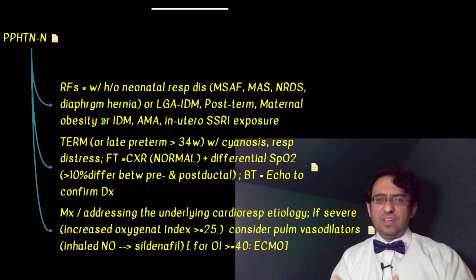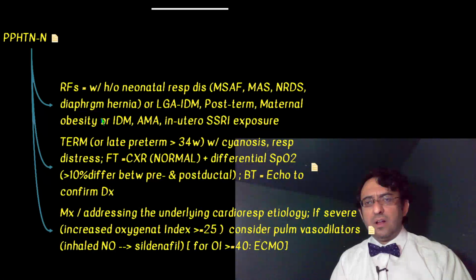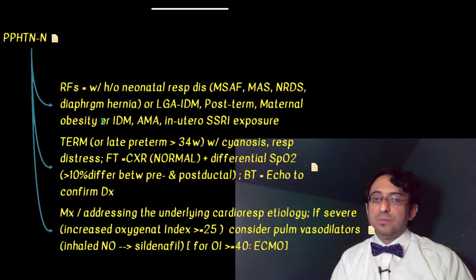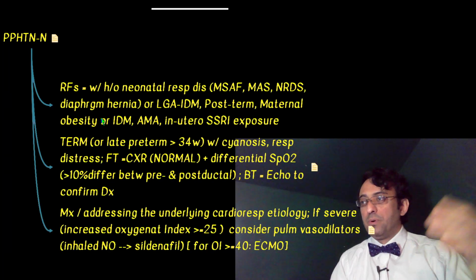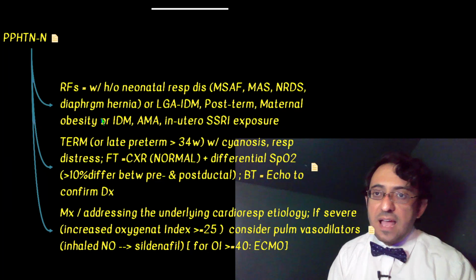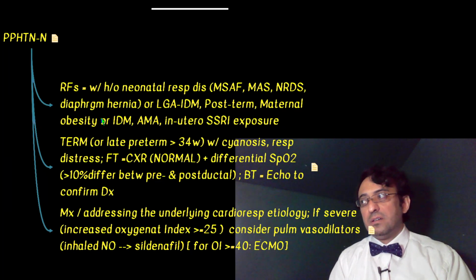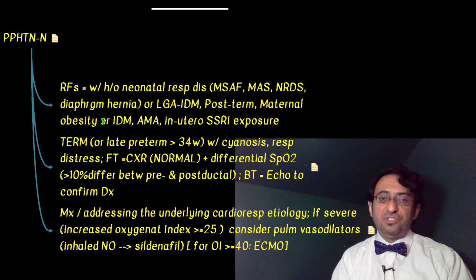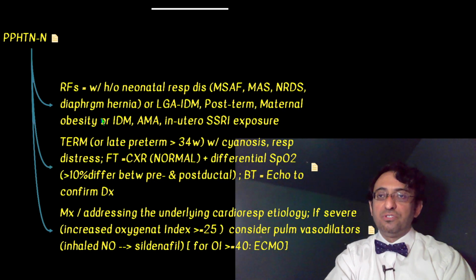Next step in the assessment after these clinical and risk factor and normal chest x-ray considerations is assessment of differential saturation of oxygen between upper and lower extremity. That's referred to as pre and post-ductal oxygen gradient. Remember, the diagnosis of pHTN requires more than 10% difference in SpO2 between pre and post-ductal oxygen saturation.